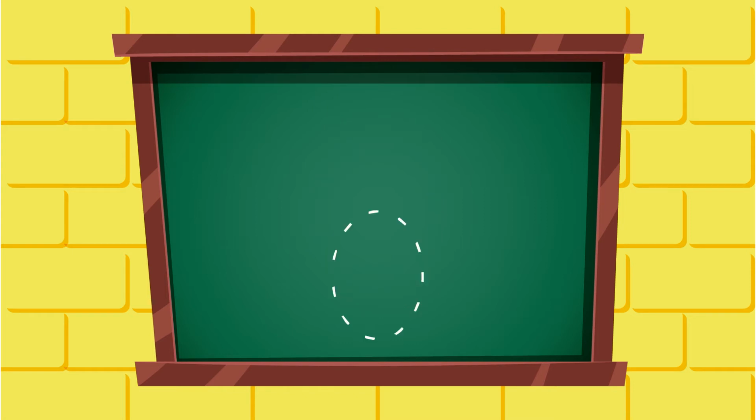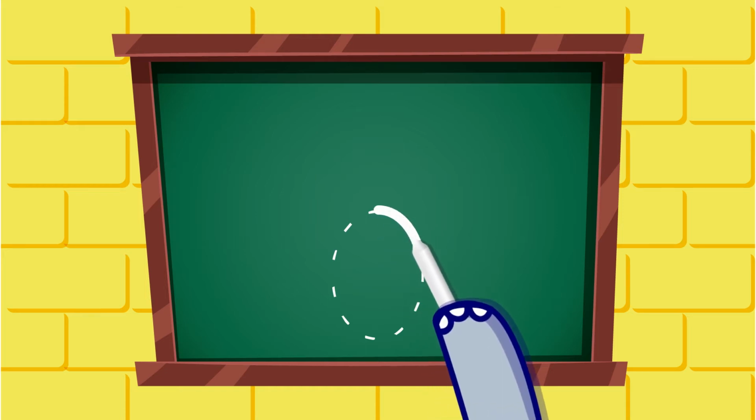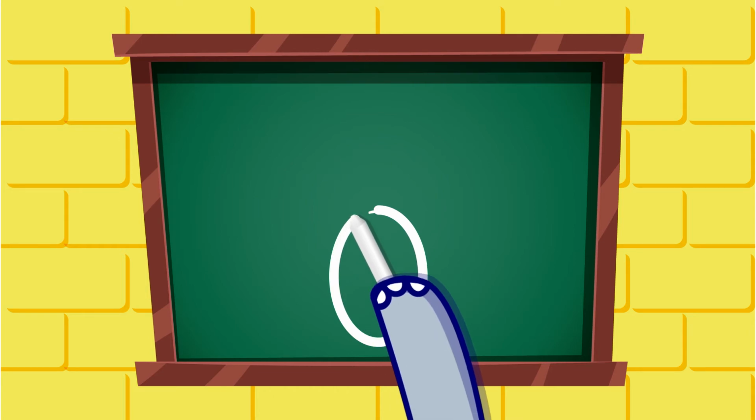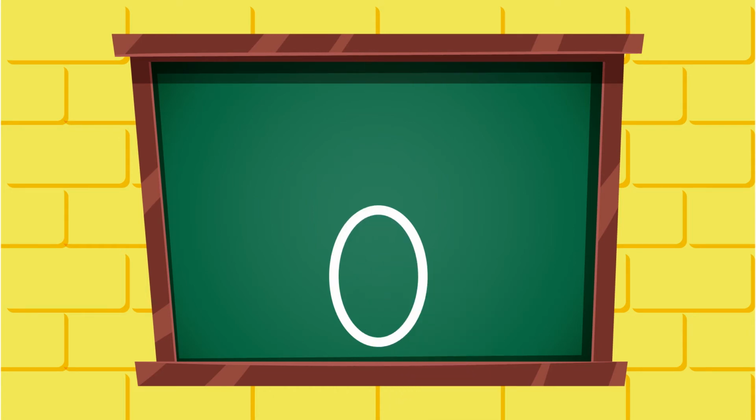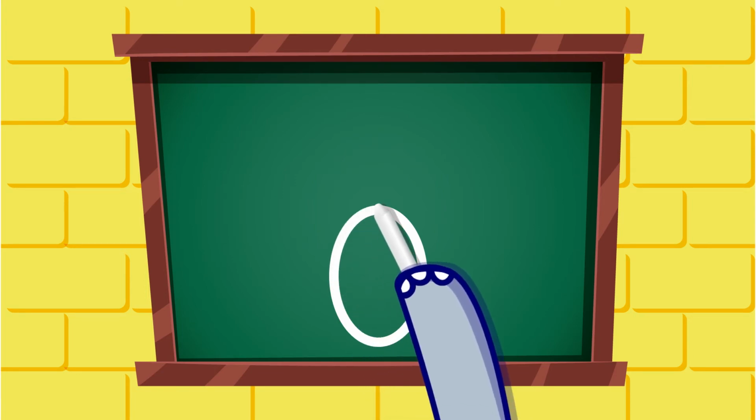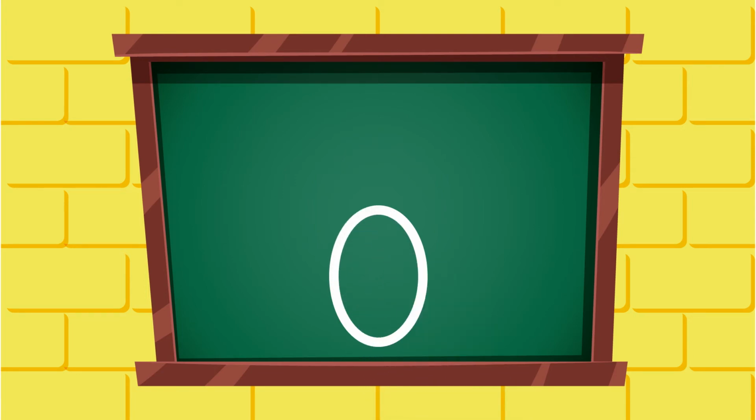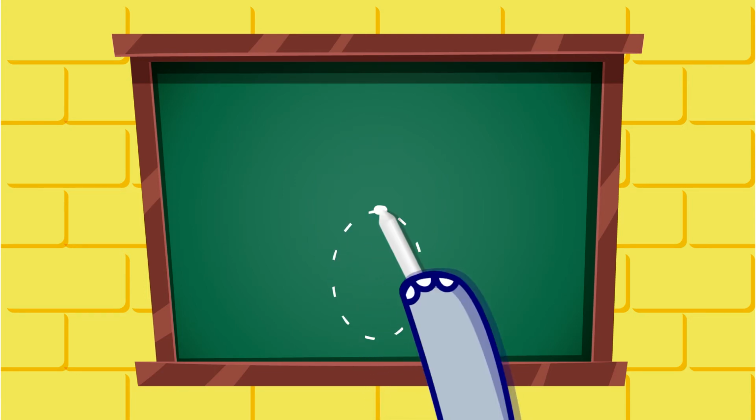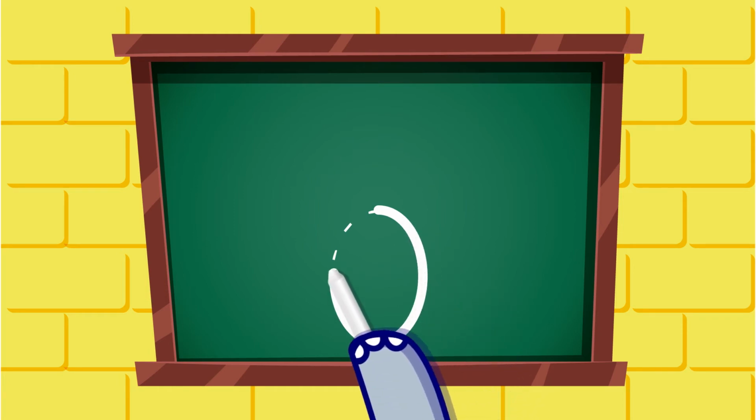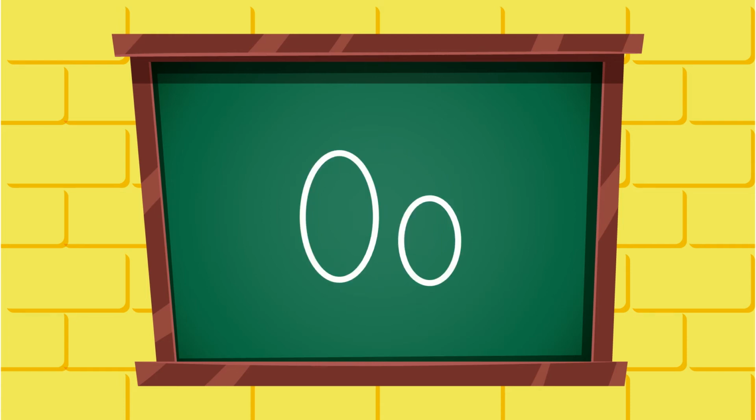Now we're going to write the lowercase o or small o. Start in the middle and make a small circle to the left. Let's try it again. Make a small circle to the left. Excellent! Now check if you did it right. Well done! Now you know how to write the letter O.